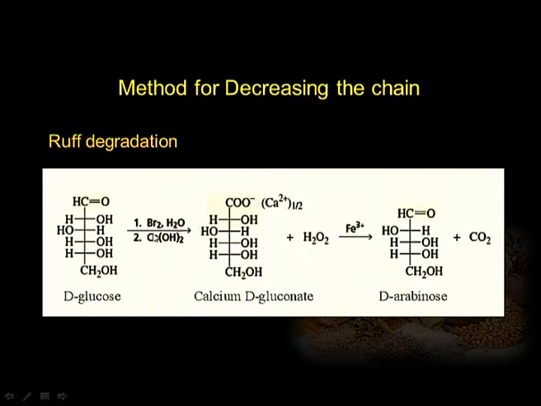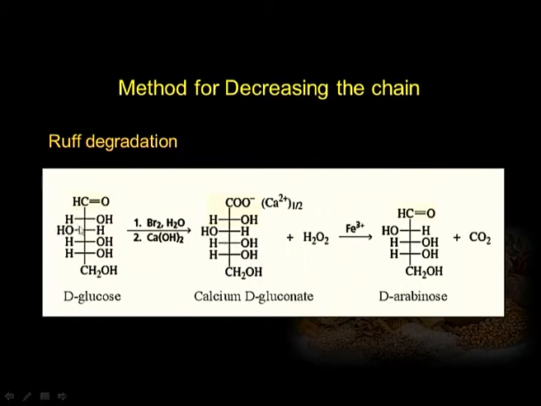After oxidation we will get gluconic acid, and then after treatment with calcium hydroxide we get calcium D-gluconate. And these calcium salts of carboxylic acid are treated with hydrogen peroxide in presence of ferric ions. This carbon is lost as carbon dioxide and the next carbon gets oxidized into aldehyde. So, the chain is reduced by 1 carbon.